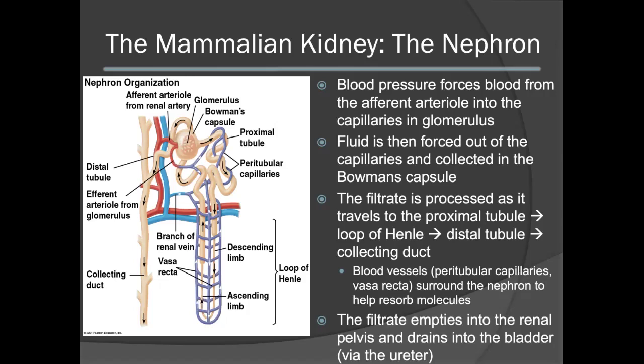The filtrate will then be processed as it travels through the tubules, specifically the proximal tubule, loop of Henle, distal tubule, which will then enter into the collecting duct. Keep in mind that blood vessels, such as the peritubular capillaries, as well as the vasa recta, help to surround the nephron to resorb different types of solutes and molecules. The filtrate will then empty into the renal pelvis. This will then drain into the bladder through the ureter.